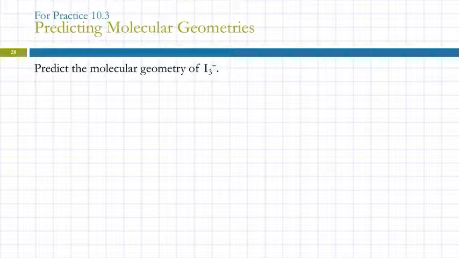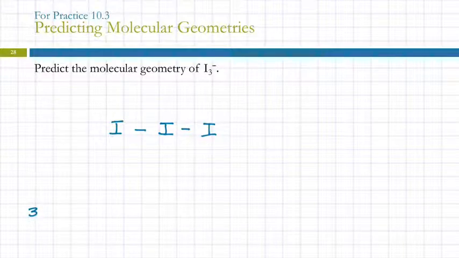Let's do I3 minus. Some of these are really weird molecules or polyatomic ions. So there's 3 iodines. We're not going to have any circular things that you're going to be drawing Lewis structures for, so don't try to put them in a circle or a triangle or anything. You're just going to have an iodine in the middle and one on each side. That's 3 things. They're all the same. It's going to be in a line.